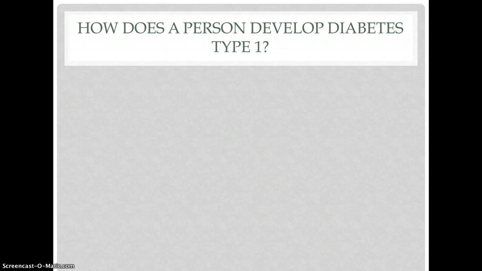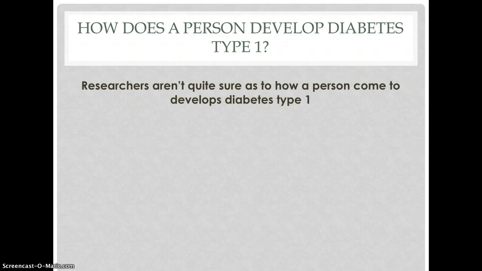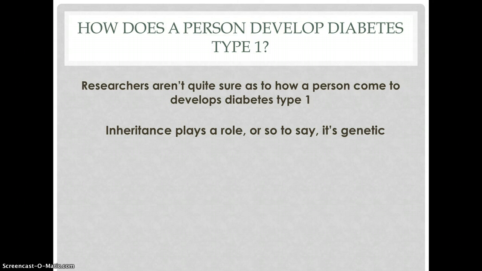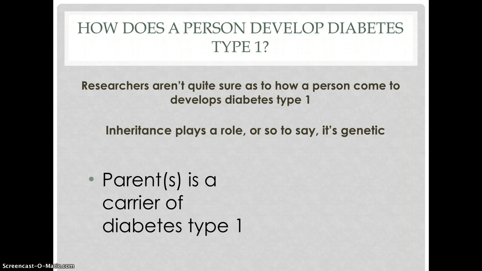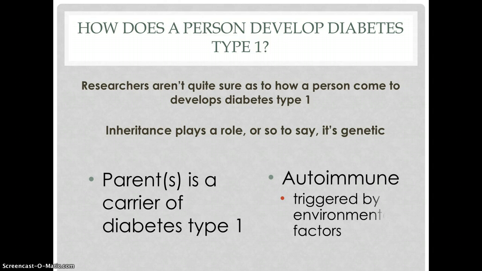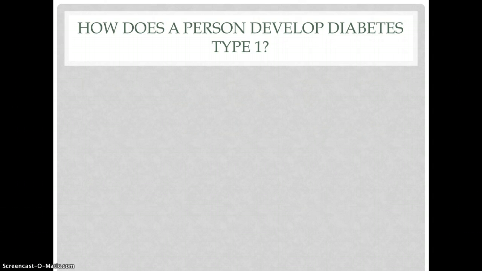How does a person develop diabetes type 1? So researchers aren't quite sure as to how a person developed diabetes type 1 or how it came to be in a person. But what they do know is it is genetic, which a parent is a carrier of diabetes type 1 or inheriting the autoimmune, which can be triggered by environmental factors.